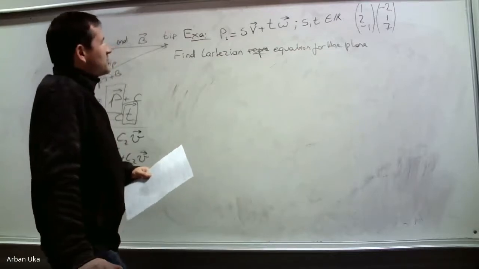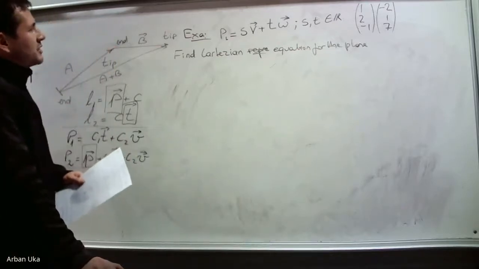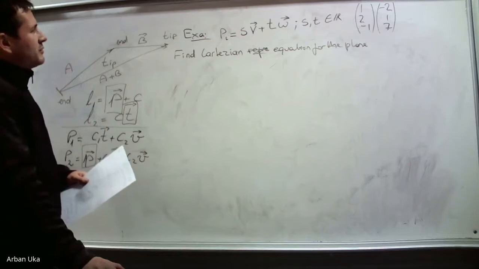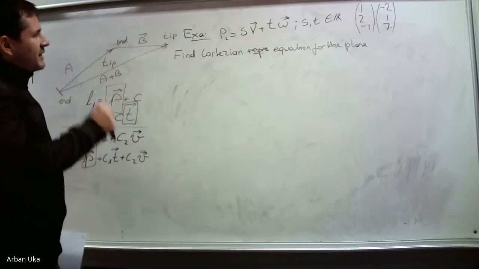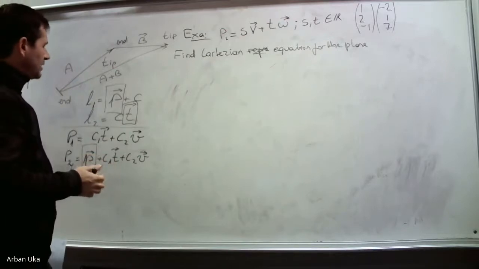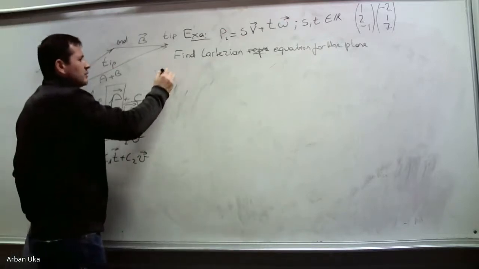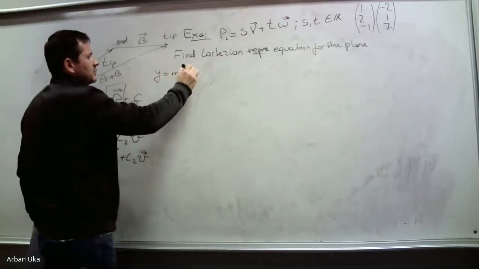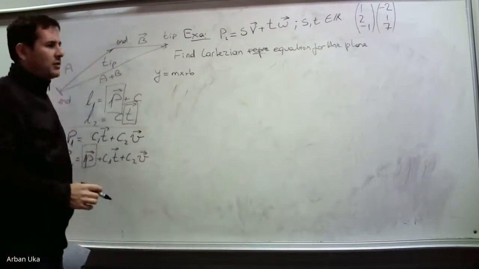Okay, then we will continue. Let's find the Cartesian equation, or Cartesian representation, of the plane represented by these two vectors. So that's the question. Now, we know that if it is a line in Cartesian representation, how do we define a line? A line is like this, right? y is equal to mx plus b. That's all. Now, how is a plane?